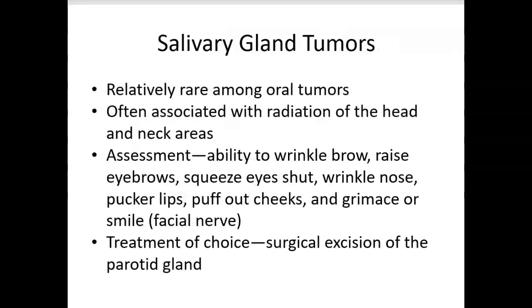Tumor invasion of the hypoglossal nerve causes impaired movement of the tongue, and a loss of sensation can follow. Pay particular attention to assessment of the facial nerve because of its proximity to the salivary glands. Assess the patient's ability to wrinkle the brow, raise the eyebrows, squeeze and hold the eyes shut, wrinkle the nose, pucker lips, puff out cheeks, and grimace or smile. Beware of any asymmetry when the patient performs these motions.